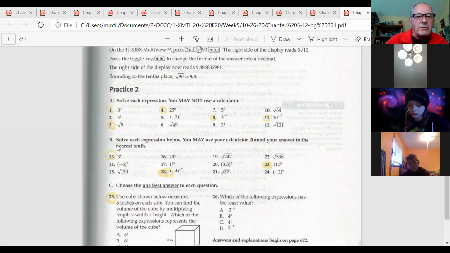And what about number 3, the square root of 9? 3, exactly. What about number 4, 25 to the 0 power? It'd be 1, yeah. And what about number 6? Rachel, what about number 6? Square root of 49, what would that be? 7. Yes, exactly. And Emily, 5 to the 3rd power, what would that be?